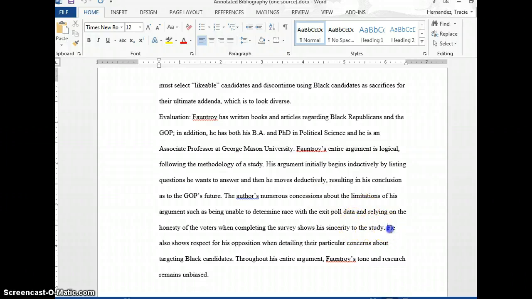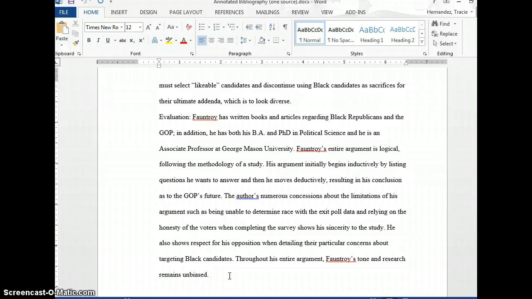He also shows respect for the opposition when detailing their particular concerns about targeting black candidates. And again, he doesn't just fly over it. He gives a lot of details in the rationale, and he gives specific evidence that helps to show that he is trying to be unbiased about the issue. And then throughout the entire argument, his tone and research remains unbiased. So even though it's primarily logical, he has the credentials and he's fair and unbiased, which makes this a great argument. I would love to use this for my paper.